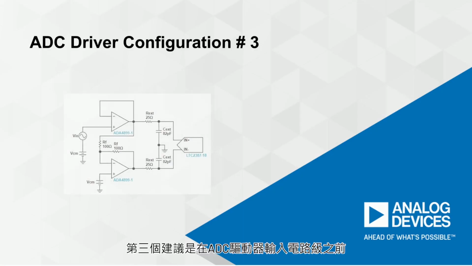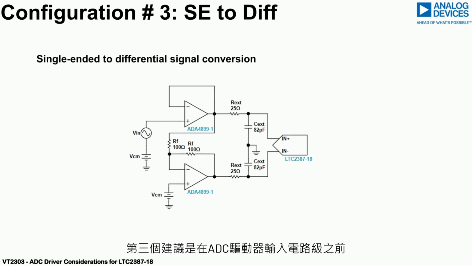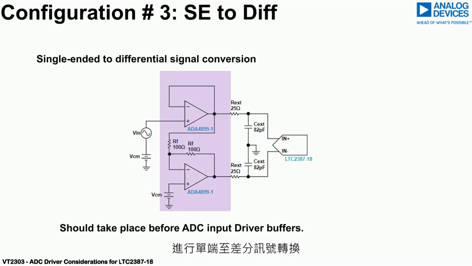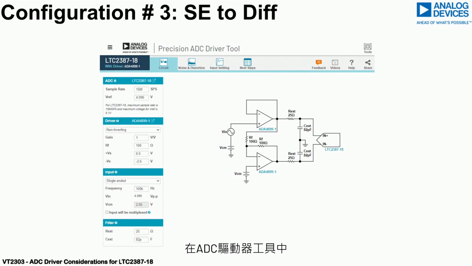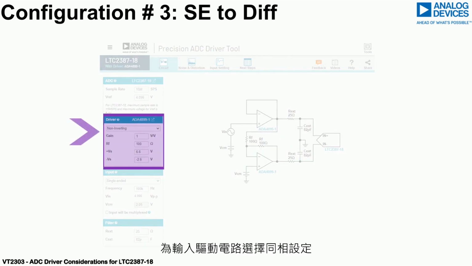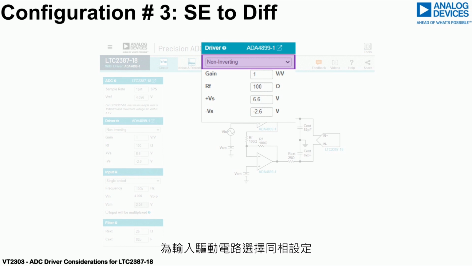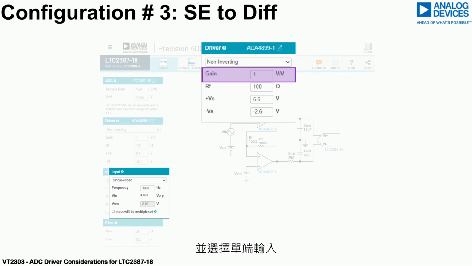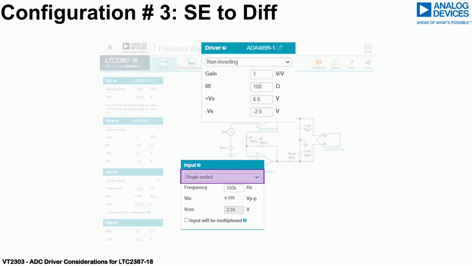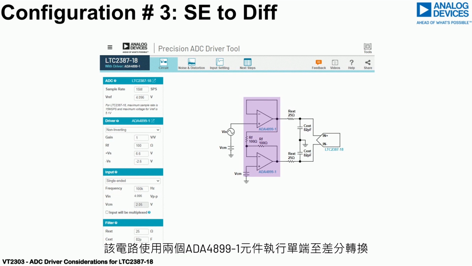The third recommendation is for a single-ended to differential signal conversion taking place before the ADC driver input circuit stage. In the ADC driver tool, select the non-inverting configuration for the input driver circuit, with the gain set to 1 and the single-ended input. The circuit uses two ADA4899-1 devices to perform the single-ended to differential conversion.